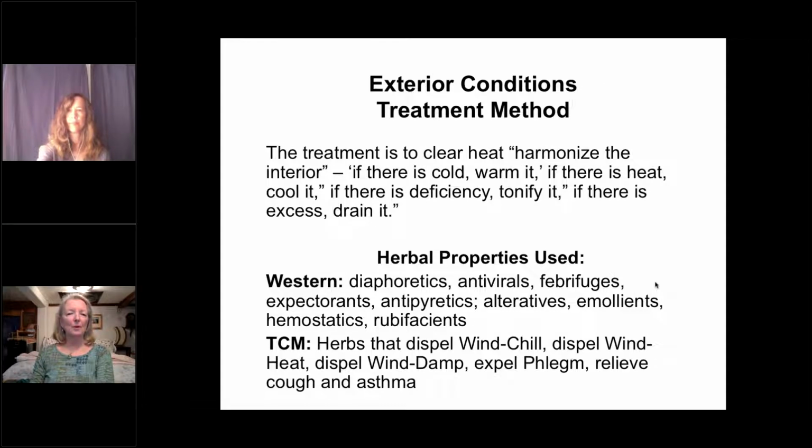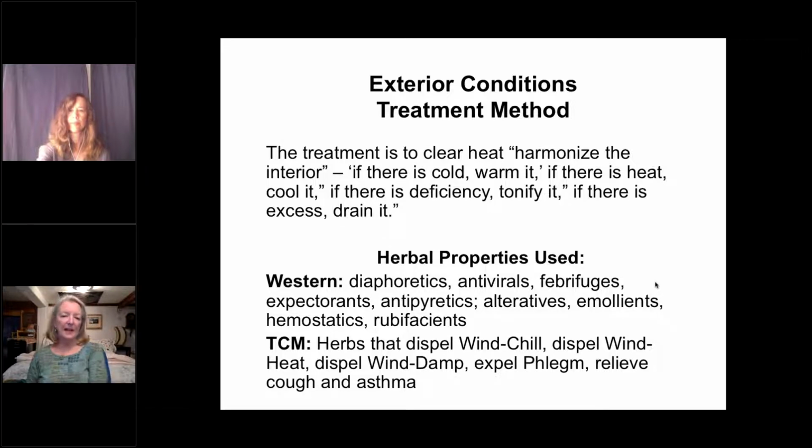And so properties that you would use are herbs that treat wind chill or wind heat. I talked about these. So diaphoretics, antivirals, febrifuges, so lower fevers, expectorants, antipyretics, alteratives, emollients topically, hemostatics to stop bleeding, rubefactants to bring something out.